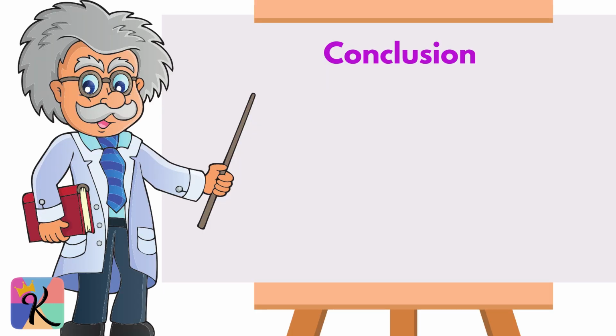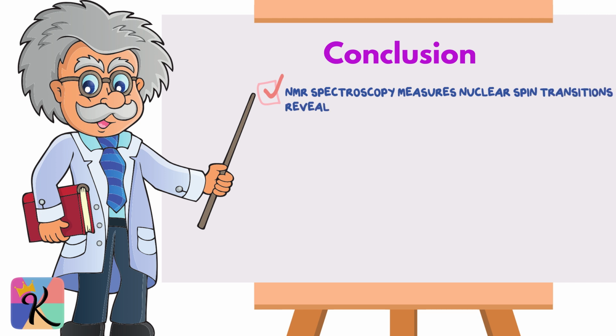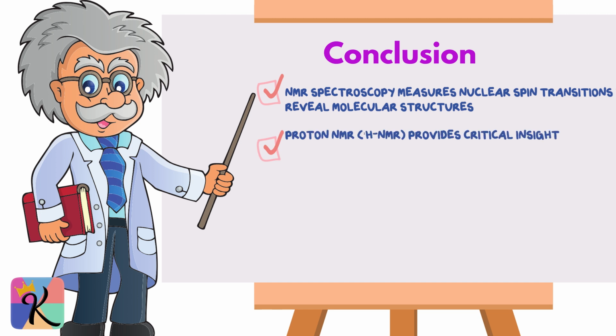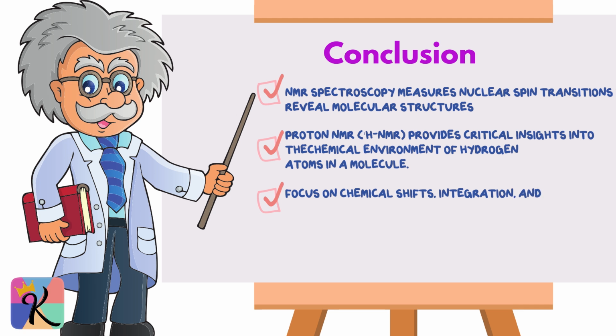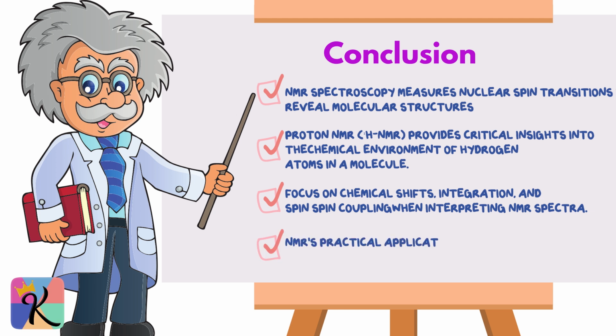Alright, let's recap the most important points from today's video. NMR spectroscopy measures the energy differences between nuclear spin states, giving us detailed information about molecular structure. Proton NMR, or 1H NMR, focuses on hydrogen nuclei and provides valuable data about the chemical environment of protons in a molecule. Chemical shifts, integration, and spin-spin coupling are the 3 key pieces of information we use to interpret NMR spectra. The practical applications of NMR range from identifying molecular structures in the lab to imaging human tissues with MRI.